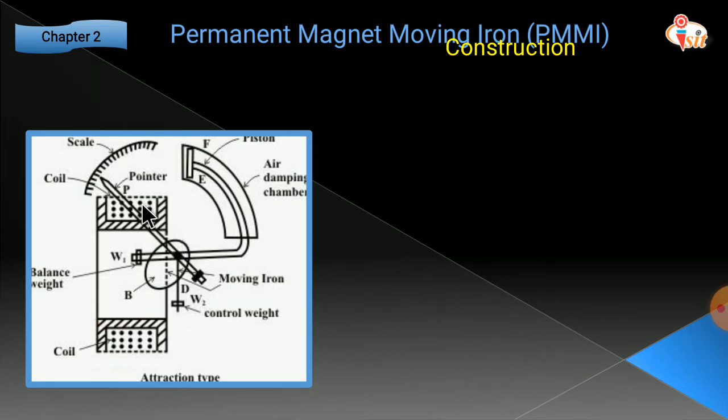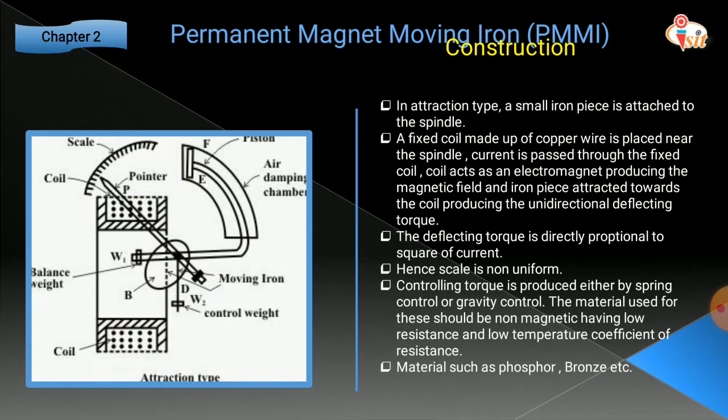Then this is a pointer. This is the scale. This is the piston. This is the air damping chamber. This outer portion is what? Air damping chamber. Now the dotted line is what? A moving iron. Now I am going to see one by one the constructional details of permanent magnet moving iron.